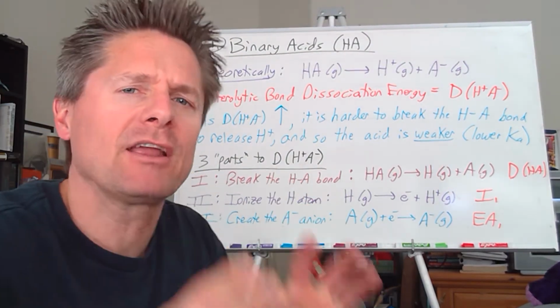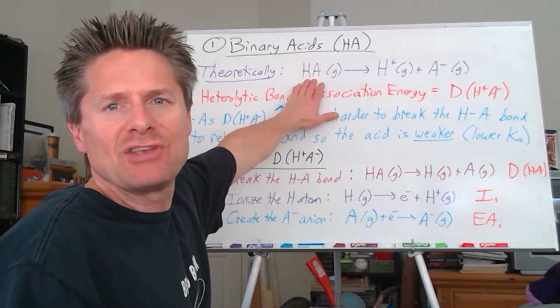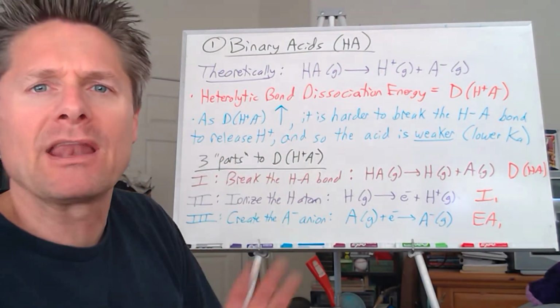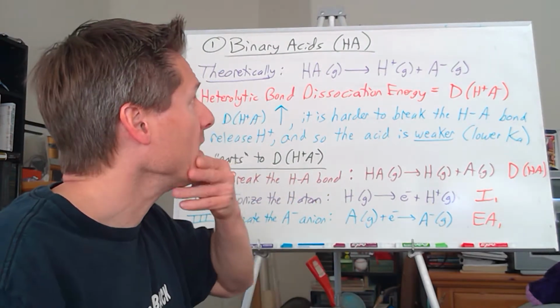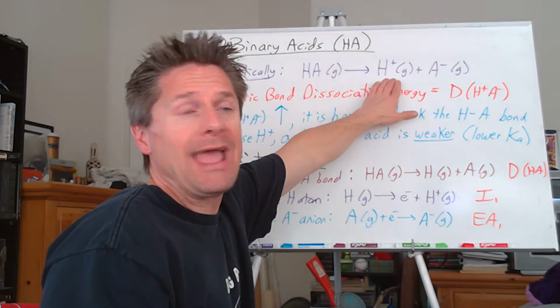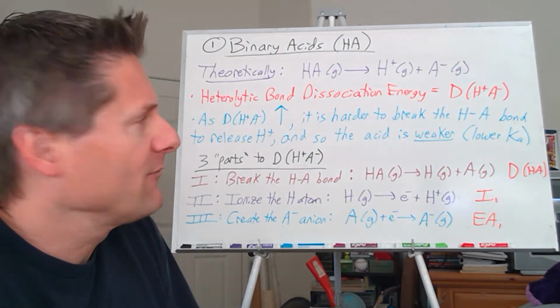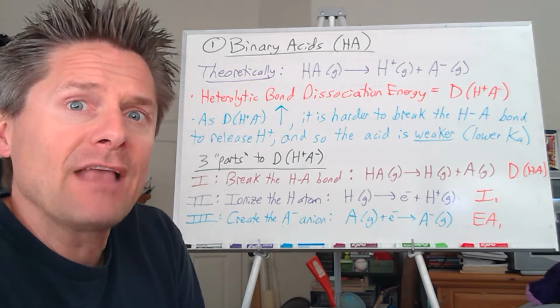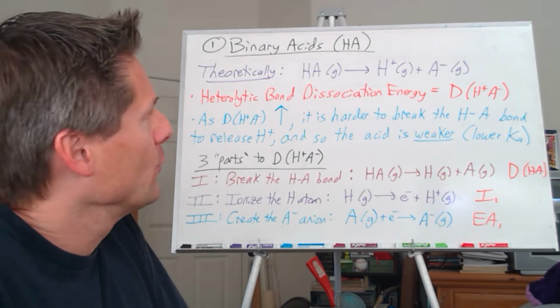But theoretically, let's look at this in steps. We're taking this HA molecule, and let's look at it theoretically in the gas phase. And that's got a bond, right? Probably a single bond. We need to break that bond and create the hydrogen cation, H+, and the anion, A-. And if we look at it theoretically from the gas phase, we could pretty much do this in 3 steps. But let's define what that value is.